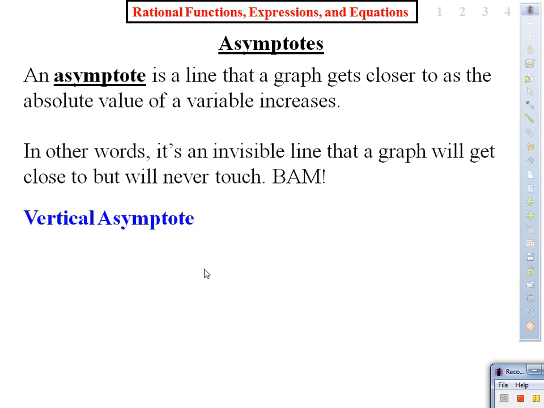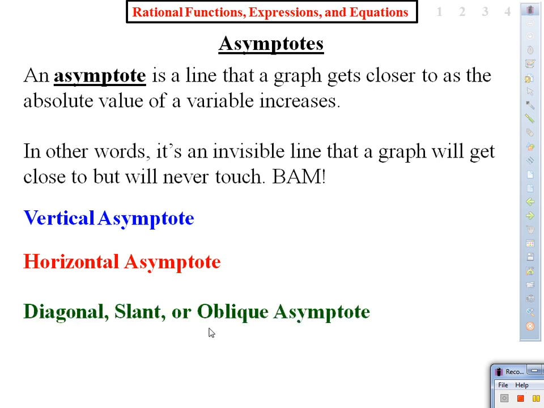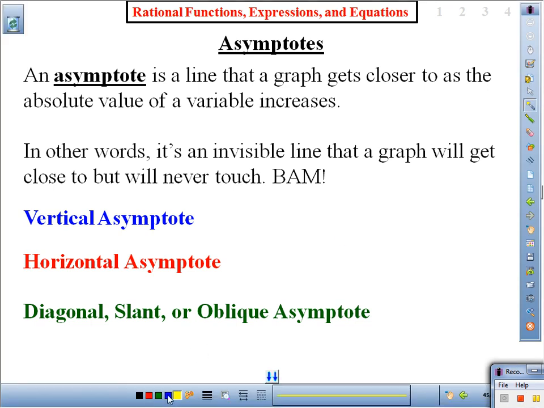So, asymptotes, there's three kinds. The first one is a vertical, the second one is a horizontal, and the third one is known as a diagonal, a slant, or an oblique asymptote. Today we're not going to look at slanted or diagonal or oblique. We're only going to look at these two, vertical and horizontal. Now, a vertical asymptote, obviously, if it's an invisible line, should be like this. Can you guys see it? No, because it's invisible, right? But the vertical line should look something like this. A horizontal line should look something like this. So far, so good?